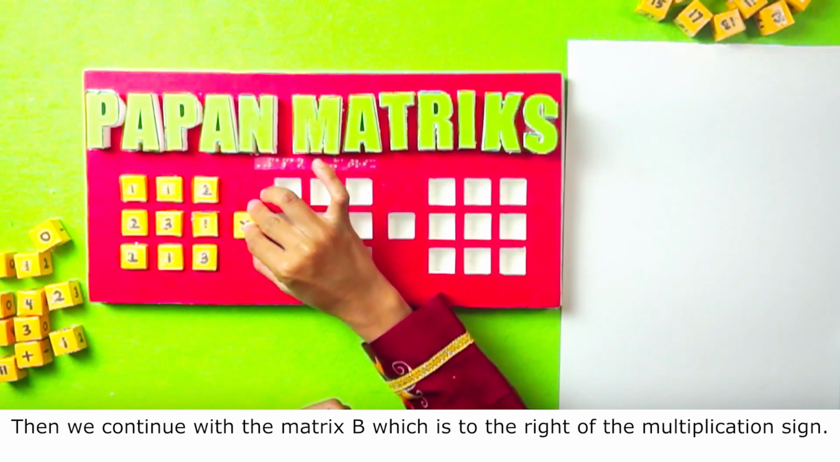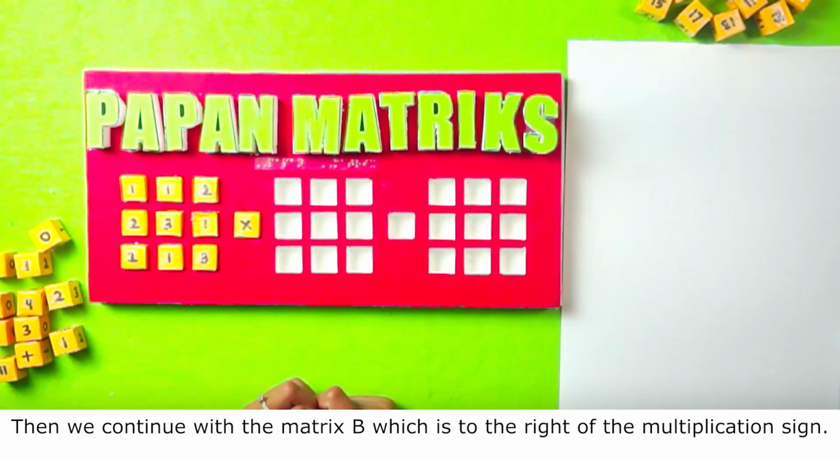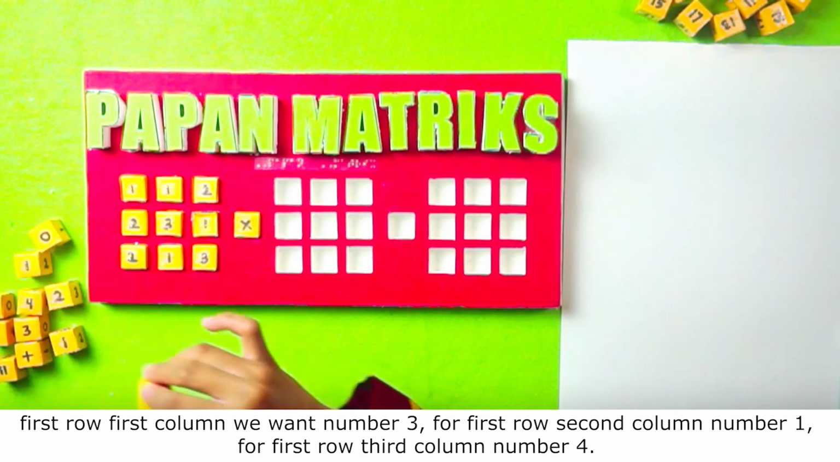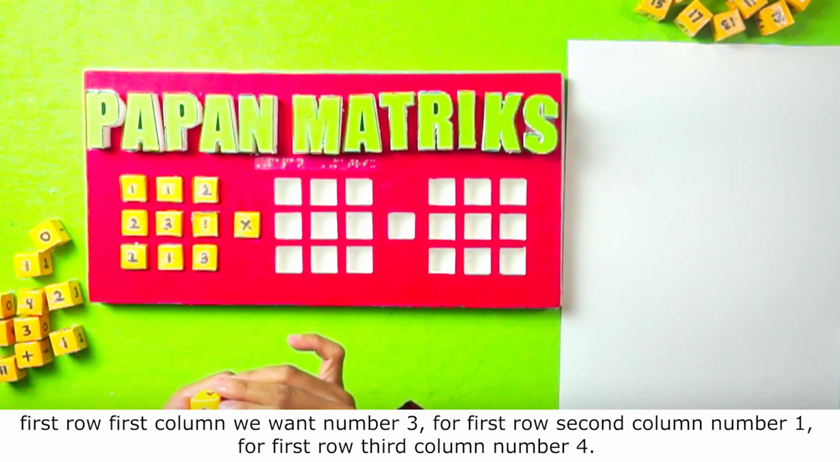Then we continue with the matrix B, which is to the right of the multiplication sign. Matrix B, first row, first column, we get number 3. For first row, second column, number 1. First row, third column, number 4.